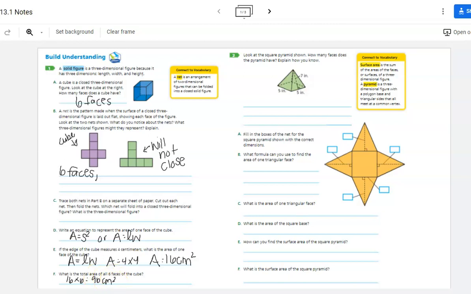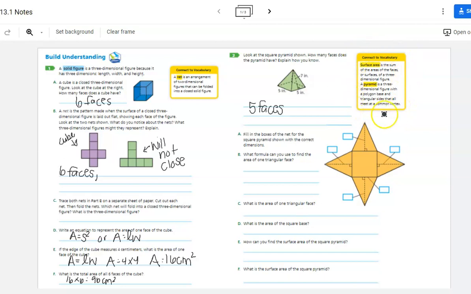Okay, let's look at number 2. We're on page 415 now. Look at the square pyramid. So it's a square pyramid because there's a square on the bottom. How many faces does the pyramid have? So we have 4 triangles and 1 on the bottom, so we have 5 faces. And I have to have 4 triangles because a square has 4 sides. So there's 4 triangles going up.